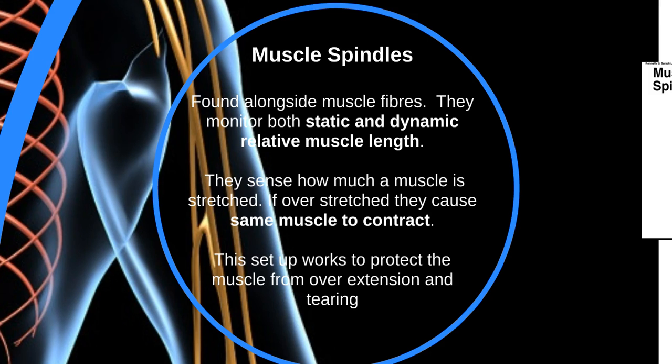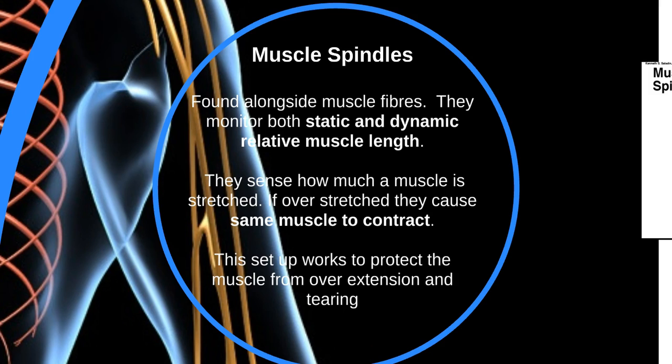Now, most muscle tears occur in the extension phase of muscle, where you sort of violently extend and then try to contract from the point of maximal extension, and that's generally where the muscle will tear. So what they do for you is they sense if a muscle is being overstretched, and if they think it is being overstretched, they cause that muscle to contract to save itself. Okay, so that prevents the tear from happening.